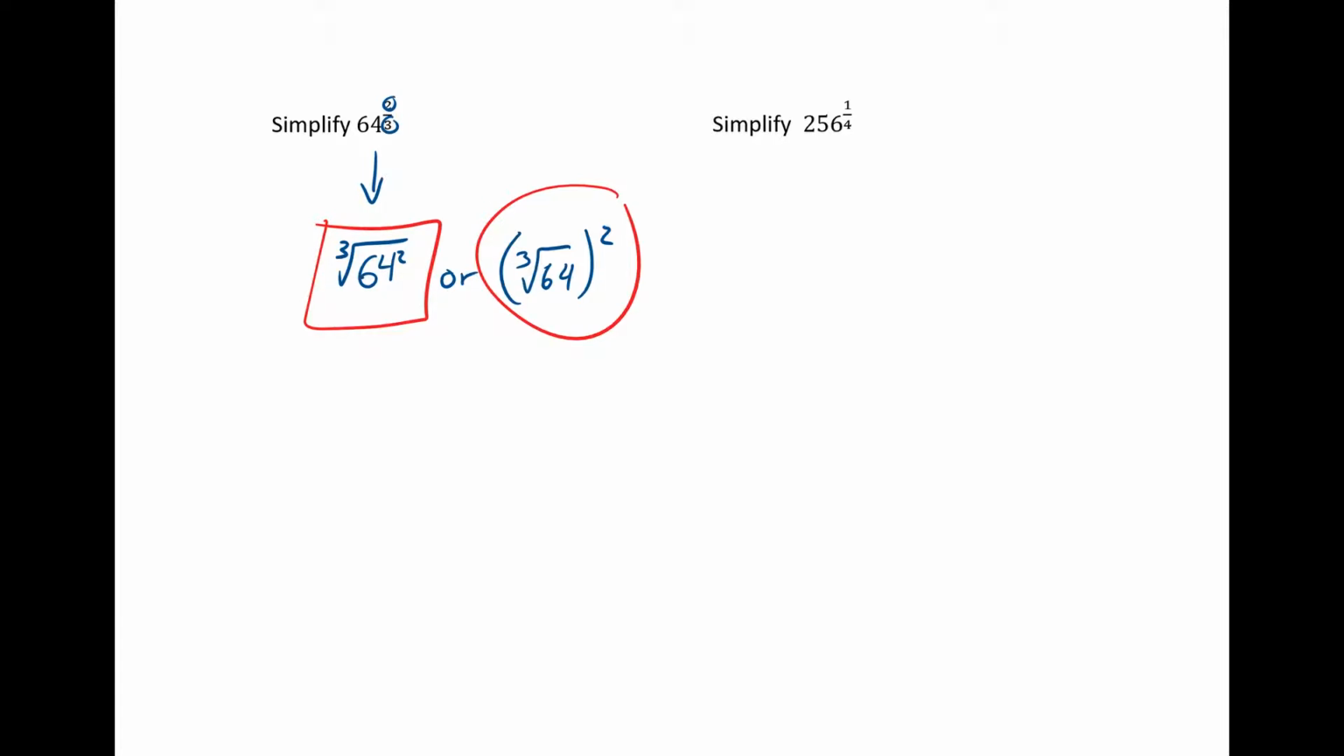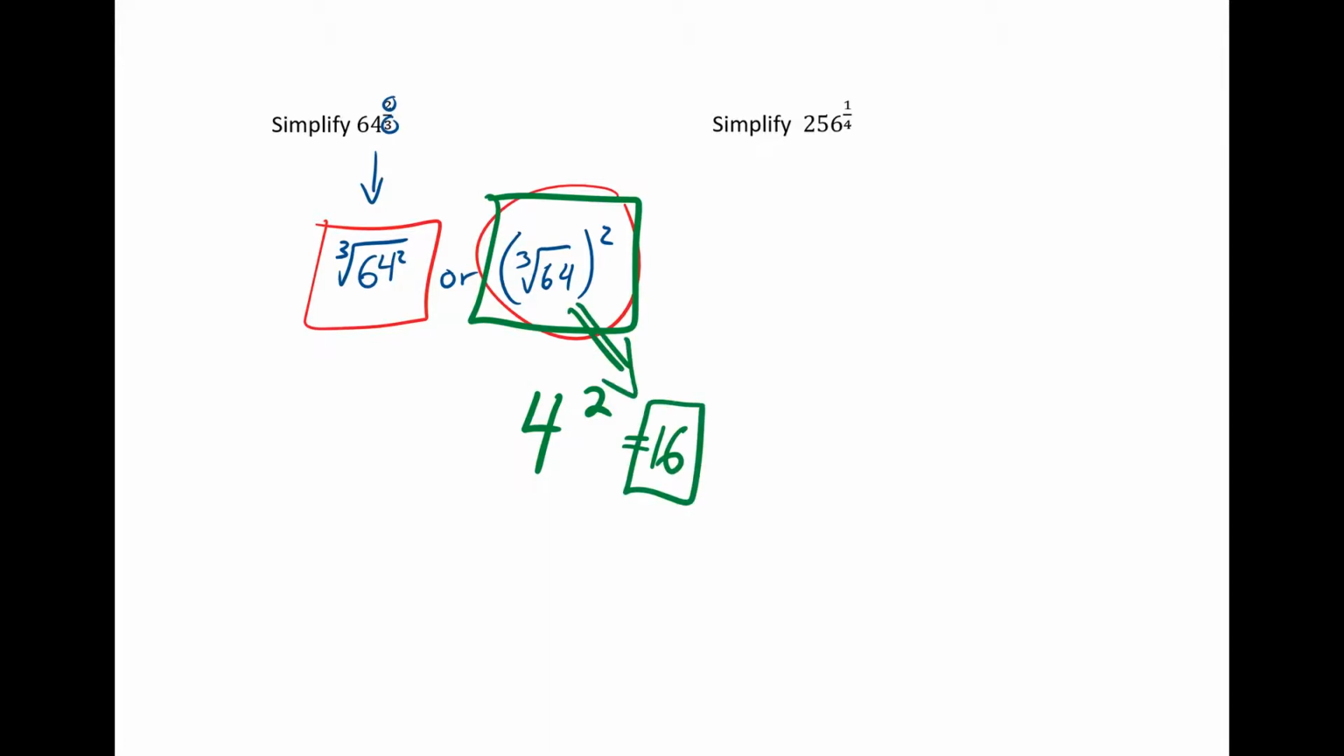But not so for this right here, because here I'm taking the cube root of 64 first. In fact, we did that already. What number times itself 3 times is 64? 4. And then I square it. 4 squared is equal to 16. So the 64 to the 2/3 power is equal to 16.